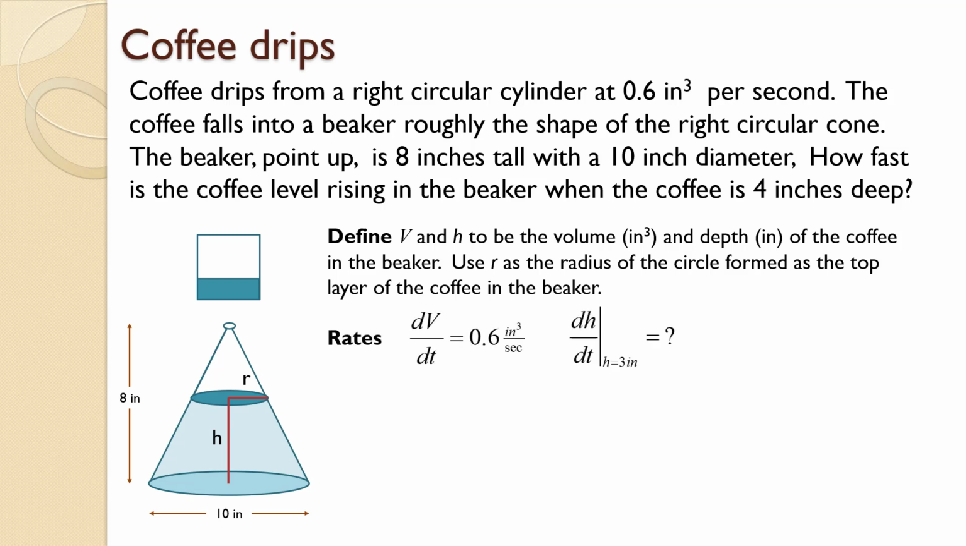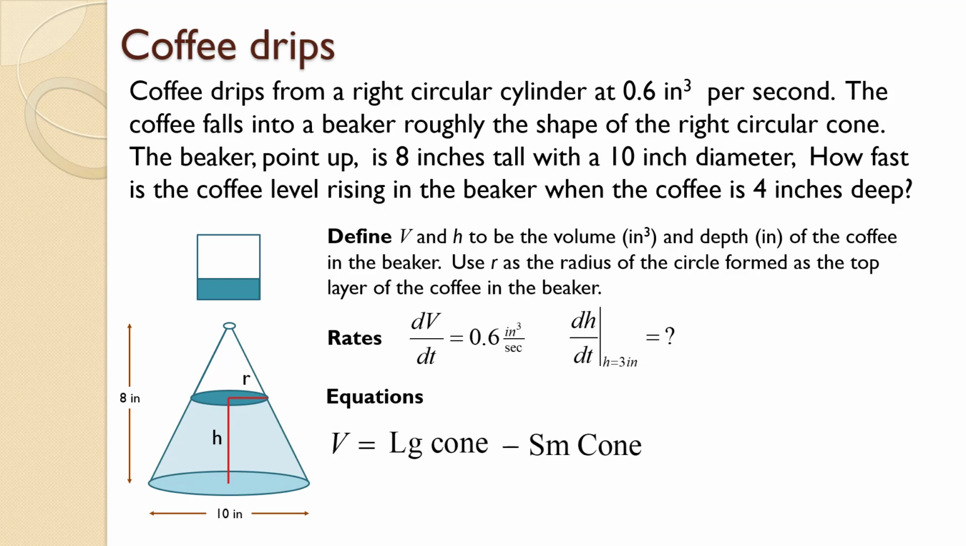Now, for our rates, we have a change in volume in time. That is 0.6 cubic inches per second. And I put down a positive number because the rate is increasing. We have an increasing volume of water in that beaker. I want to know the rate of change of the depth. So that would be the derivative of h in terms of t, because h is the depth, the rate of change of it then is its derivative. But we want to do that at a particular depth, which in this case is 4 inches deep.